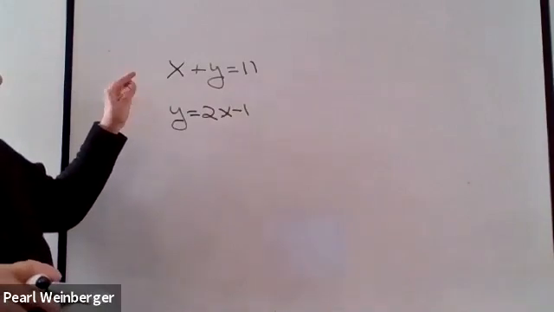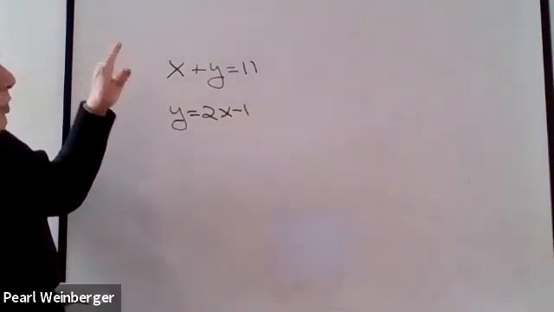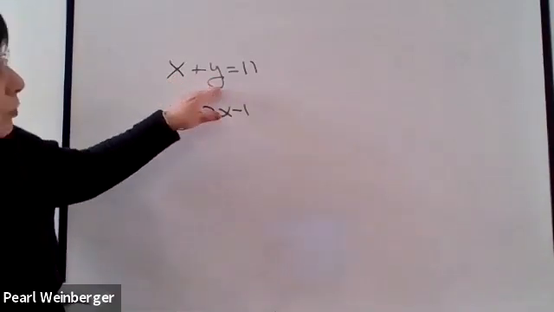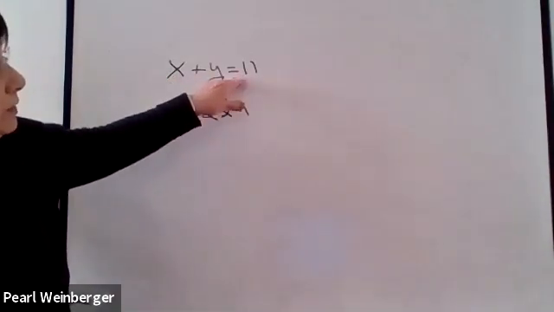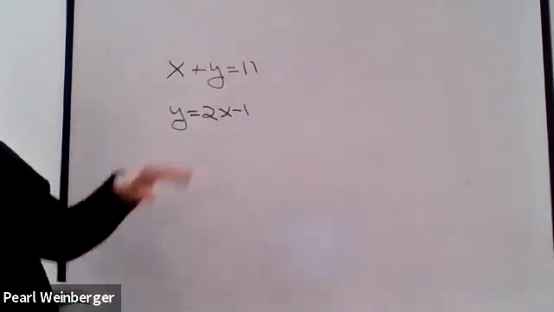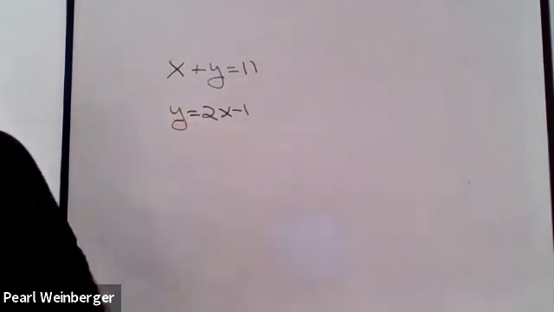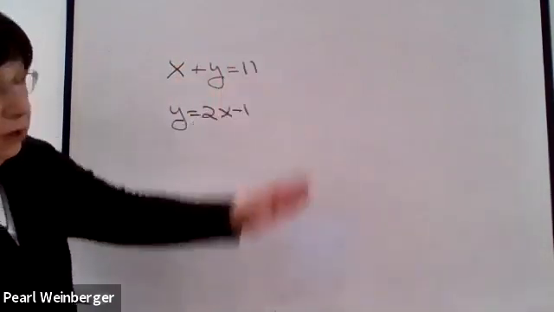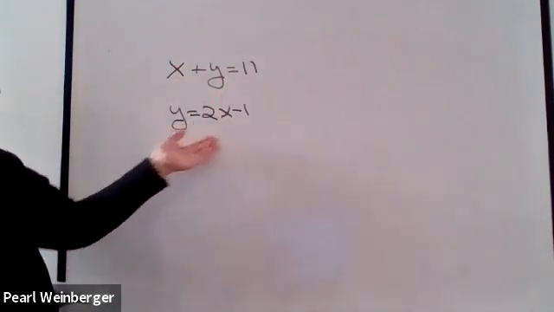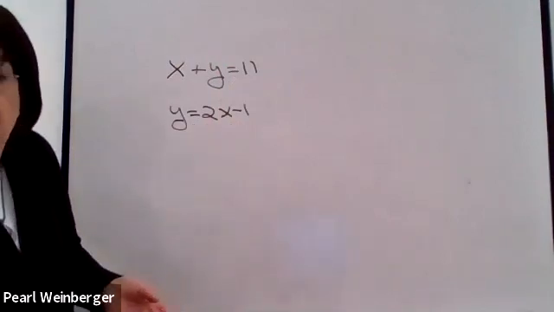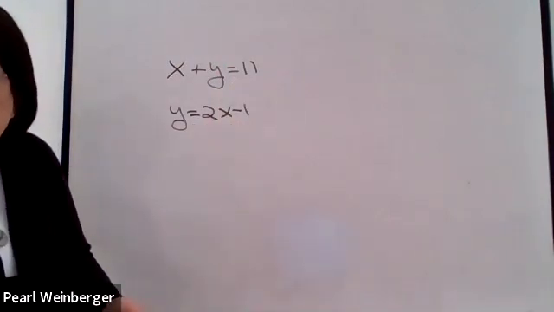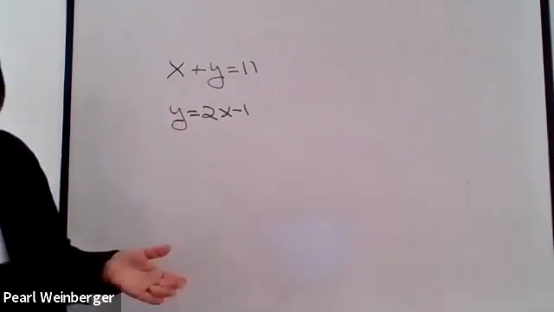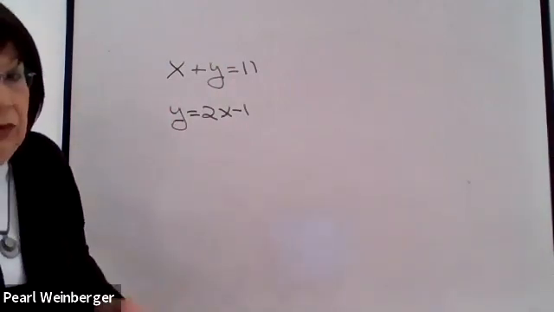But if you notice, the first equation is in what we call standard form. We have the x, we have the y, we have the equal sign, we have the number. The second equation is not in standard form. It doesn't have x, y, equal number. It actually is in what we call the y equals mx plus b form. It's really set up great if we wanted to graph it, but we don't want to do it by graphing.